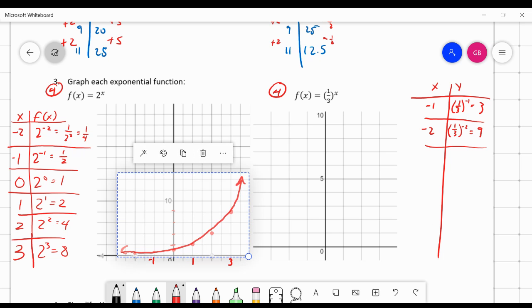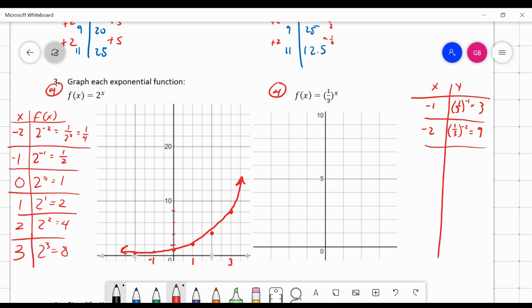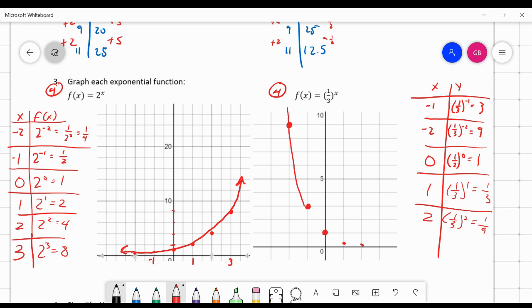So these are going by 1, so it's going to be easy. So negative 2, 9 is up here. Negative 1, 3 is here. 1/3 to the 0 power is 1. It's here. 1/3 to the first power is 1/3, which is going to be about there. And this is one more: 1/3 to the second power is 1/9. Okay. So drawing a curve is not enough. Make sure you make a table and plot the points to get all 4 points.